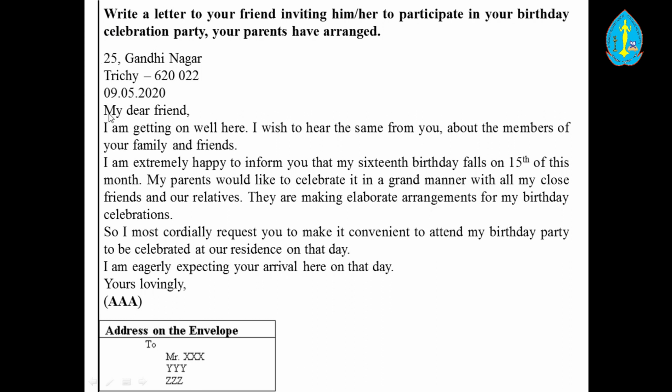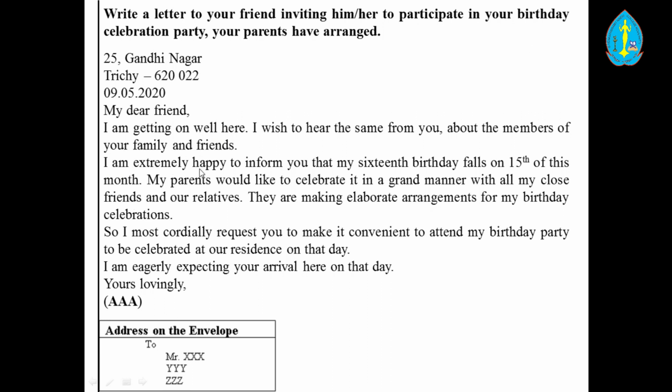So this is the salutation. It is my dear friend, and this is an introductory paragraph. Hi friend, how are you? I am getting on well here. I wish to hear the same from you about the members of your family and friends. And this is the second paragraph, where I wish to convey the matter of this letter. It is inviting him to your birthday party. So the second paragraph is very important, where you have to write all the relevant information here.